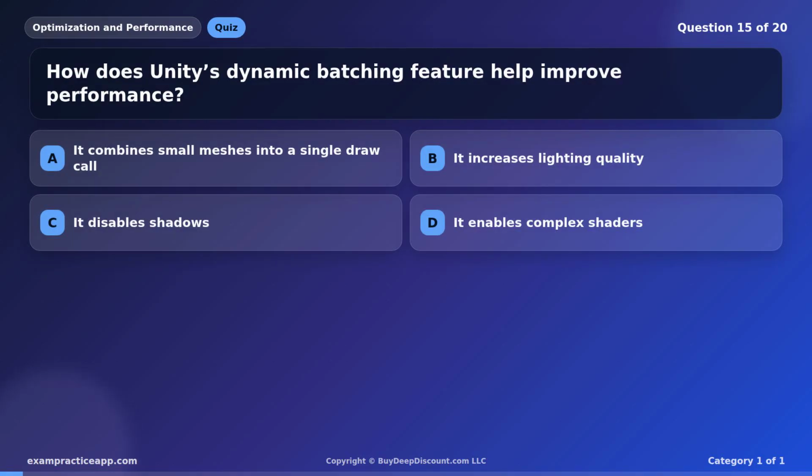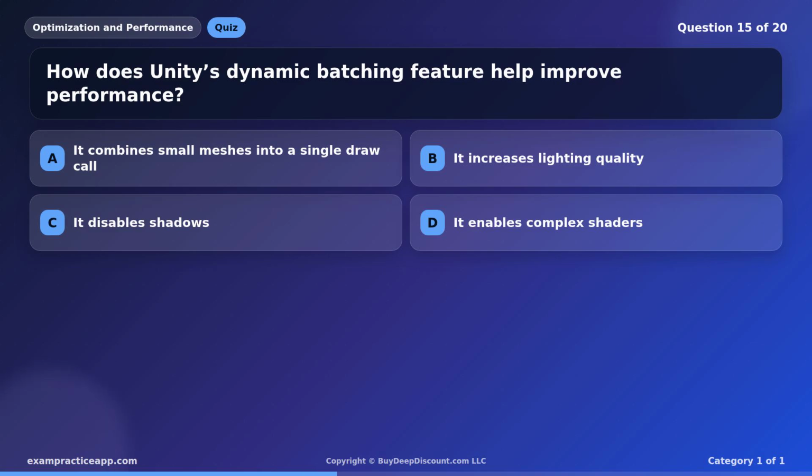Question 15. How does Unity's dynamic batching feature help improve performance? Option A. It combines small meshes into a single draw call. Option B. It increases lighting quality. Option C. It disables shadows. Option D. It enables complex shaders.